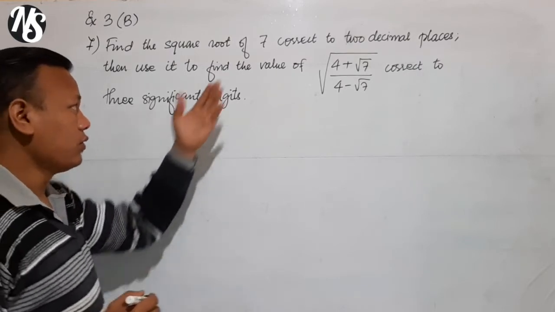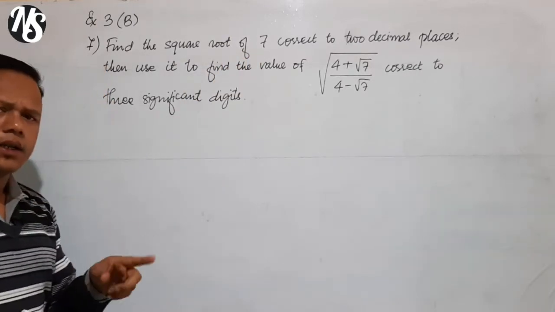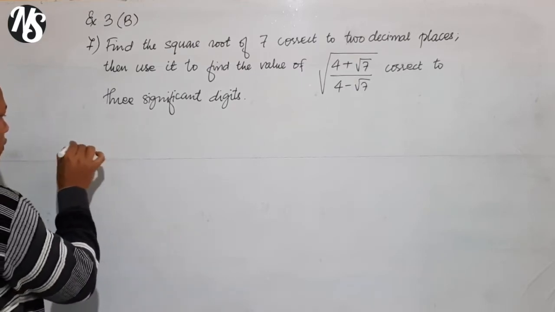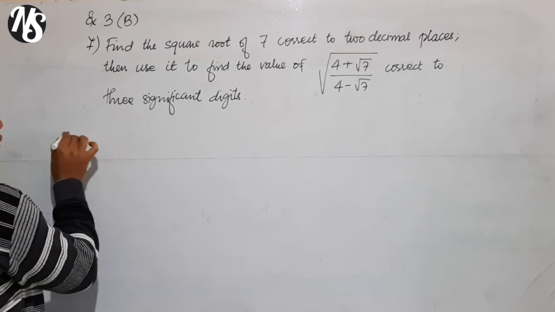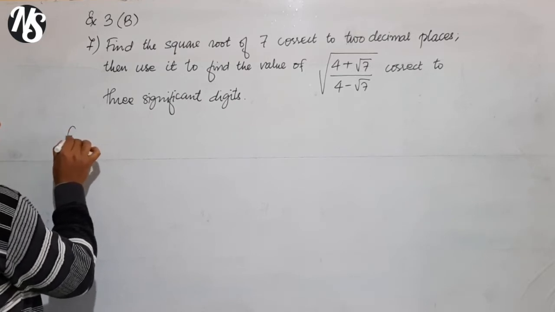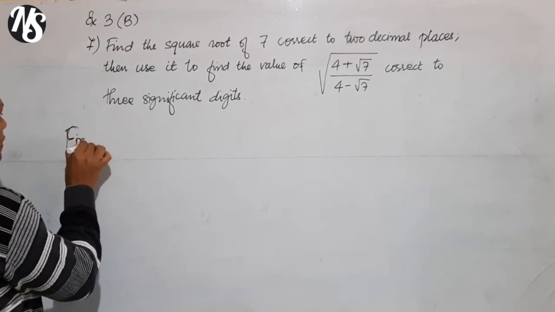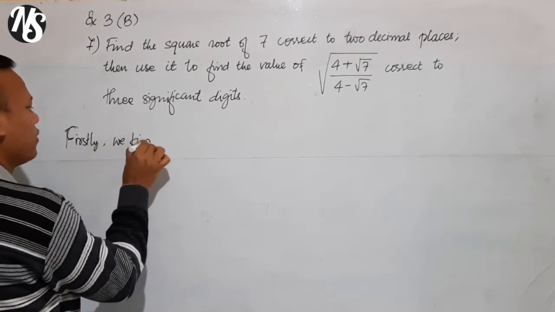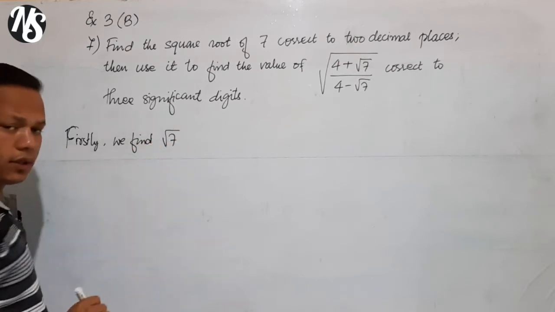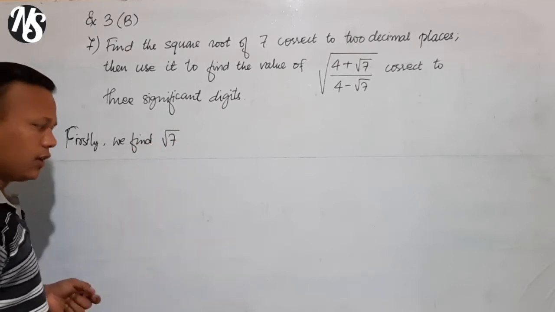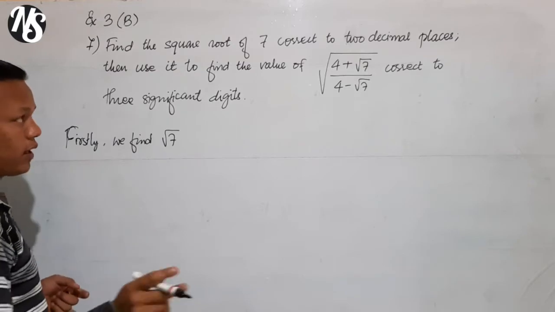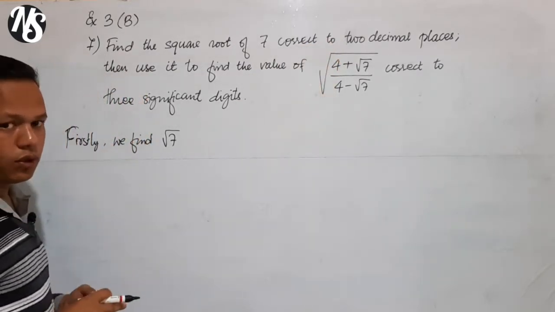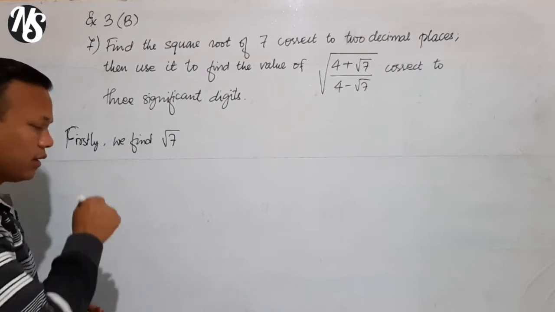So the first question is you need to find the square root of 7 correct to 2 decimal places. So let's do that first. Firstly, we find square root of 7. That's what they're asking us to find, isn't it? So see, we have to find correct to 2 decimal places. In such case, you need to find square root always using division method.